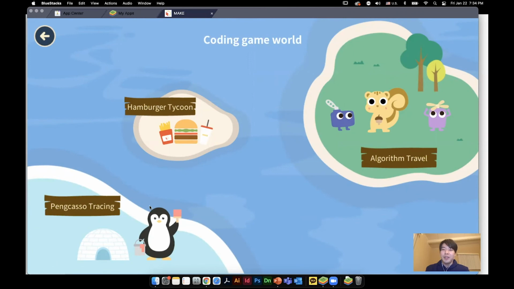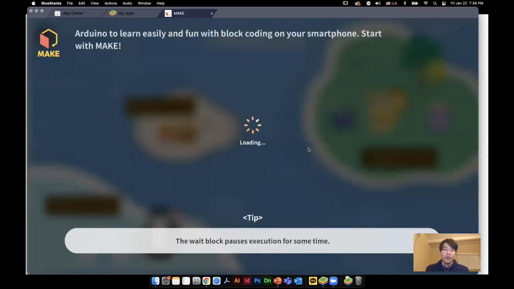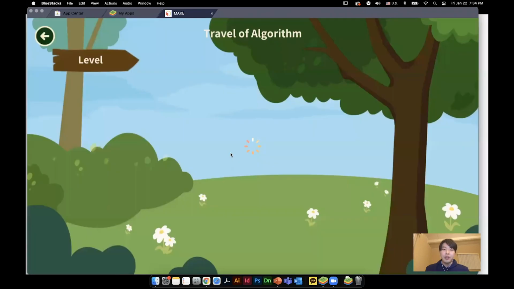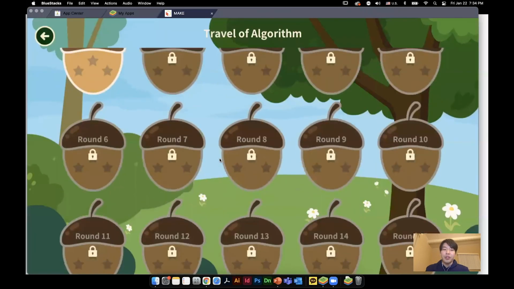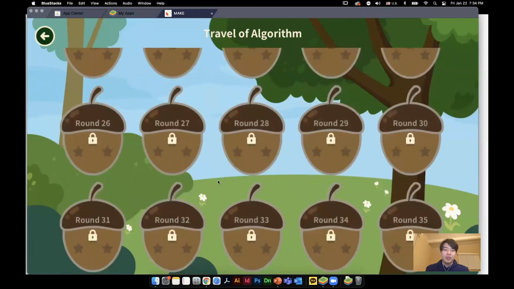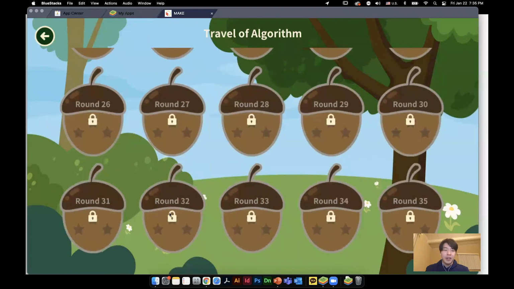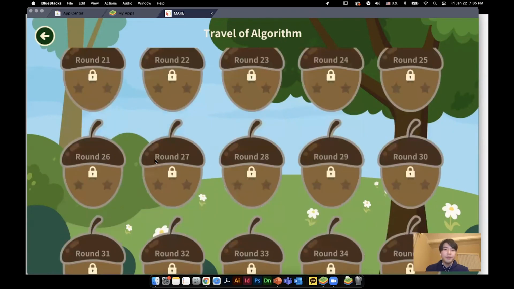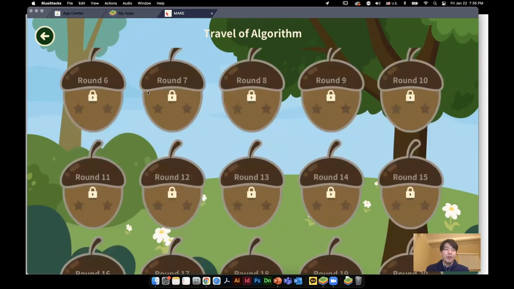Now I want you to explore them, okay? There are different games I actually really like. If you're beginning to coding, then you should start with Penguin. It's really fun. And if you want more challenge, you should go to Algorithm Travel. I actually did not finish all this. I actually could not do one of the rounds perfectly because I can't remember which one, but one of the last row was really tough. But try them out, okay?